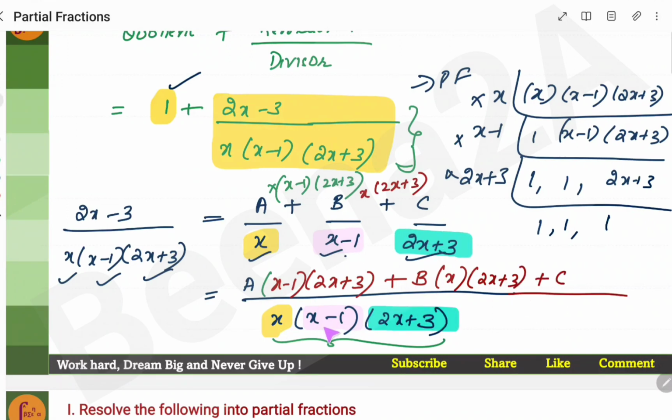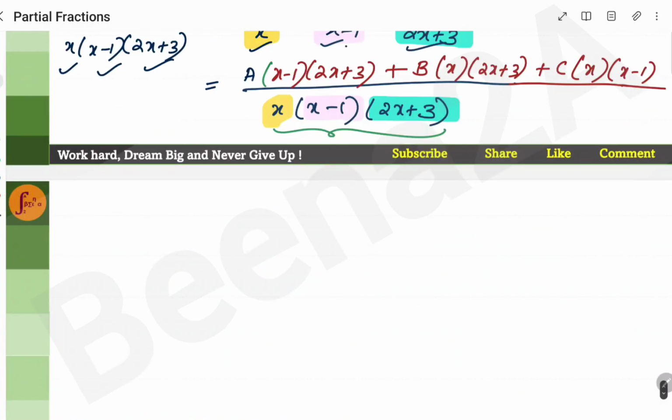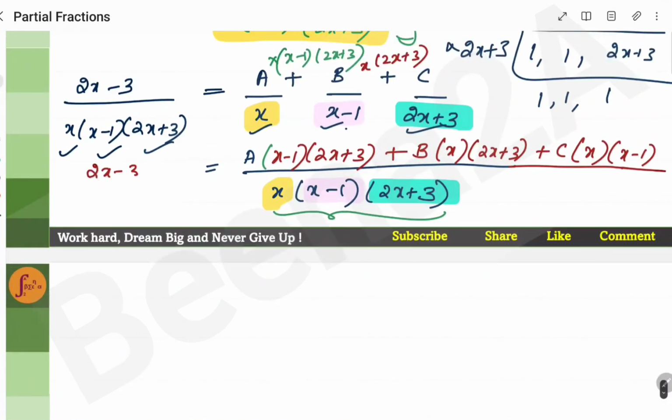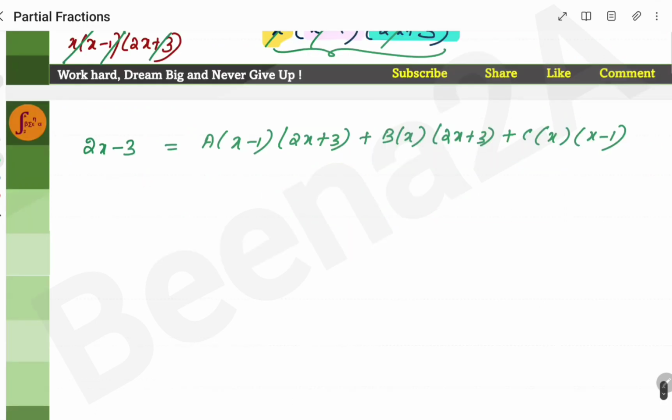So what are the terms left over? x into x minus 1. I have to multiply c with x and x minus 1, so I'll copy this as is. This denominator will get cancelled, so I'll be left with this entire expression. Now I have to find the value of a, b and c.